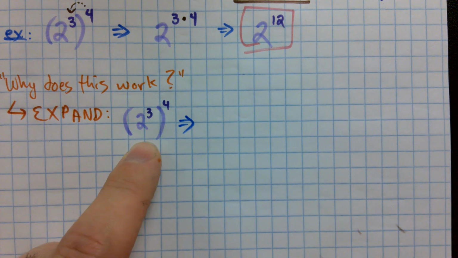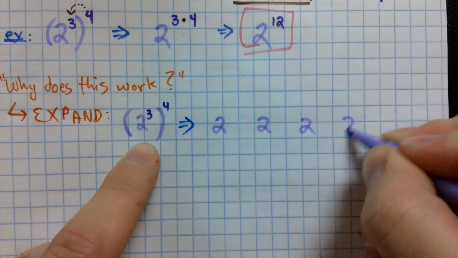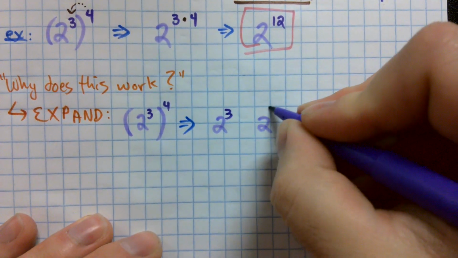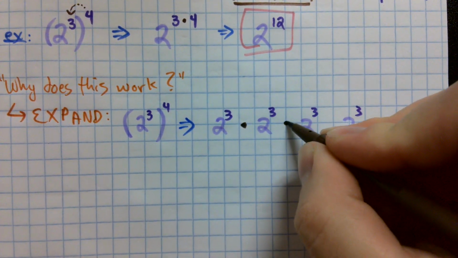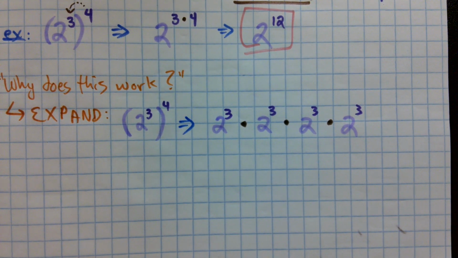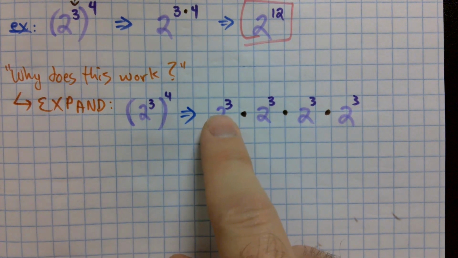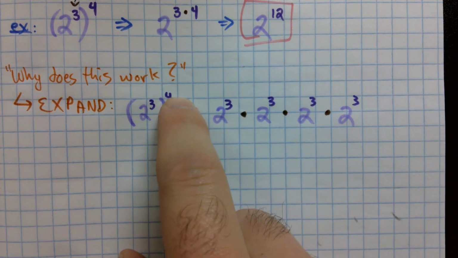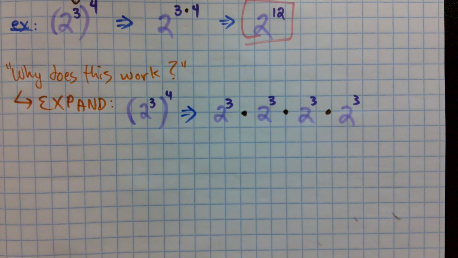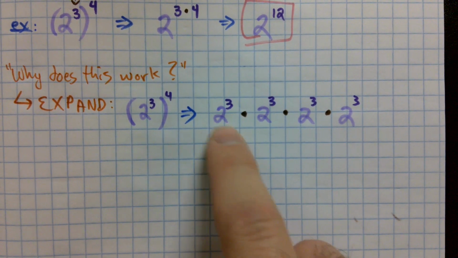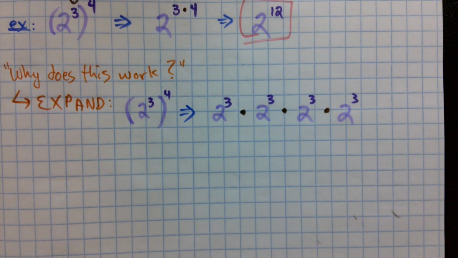So that's going to look like 2 to the third times 2 to the third times 2 to the third times 2 to the third. That's our first layer of expanding. This work is kind of like an onion. You can just keep peeling back the layers. There's our first layer. We got rid of that outside or external exponent. Now we can expand all these 2s, but before I do that, does that make sense how I did that? 2 to the third 4 times. 1, 2, 3, 4. Expand that out.